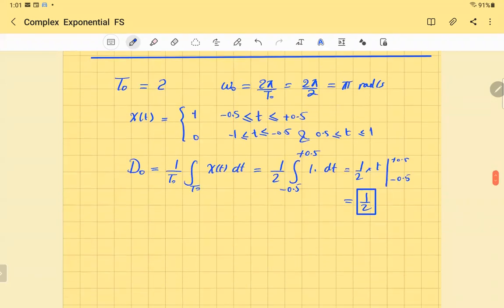Why am I doing this integration? Because maybe we are going to have something weird, like an exponential.